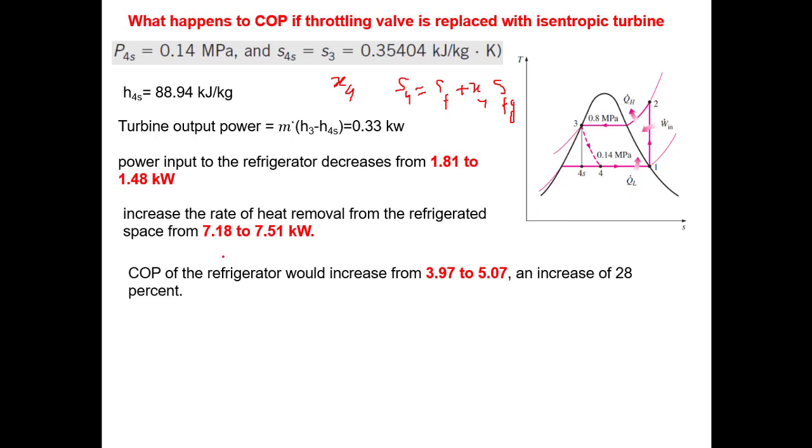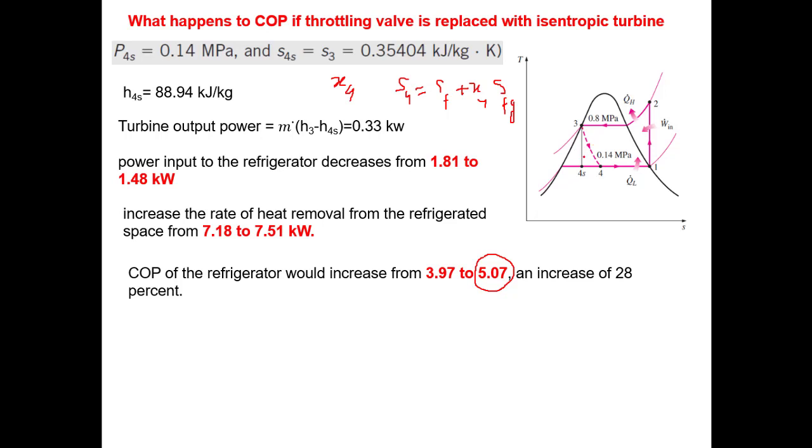What about this COP? The COP of the refrigerator would increase. COP is equal to QL divided by the input of the compressor. So now the new COP is equal to 5.07. So that means an increase of 28% as a result of the replacement of the throttling valve with the turbine.